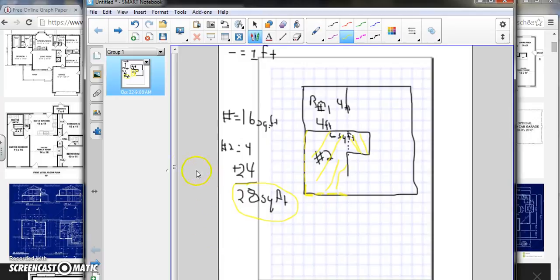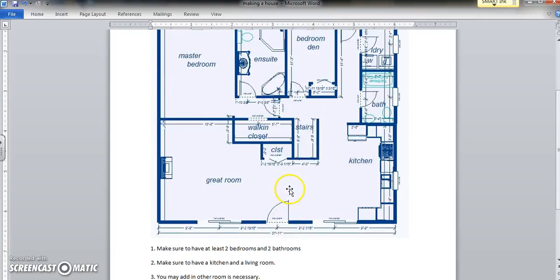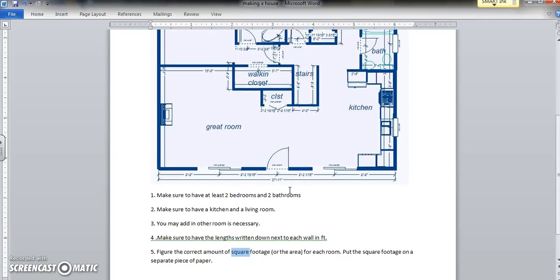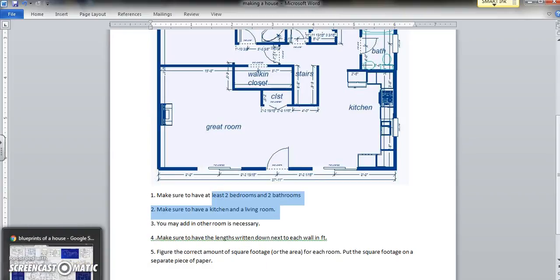You will create your room. Make it as complex as you want, but all it needs is a kitchen, a living room, 2 bedrooms, and 2 bathrooms. I, of course, will be able to answer any questions you have.